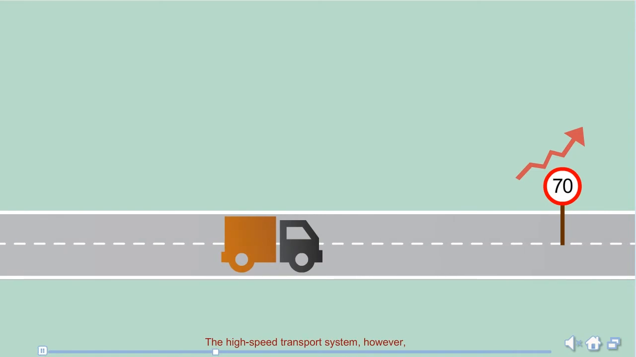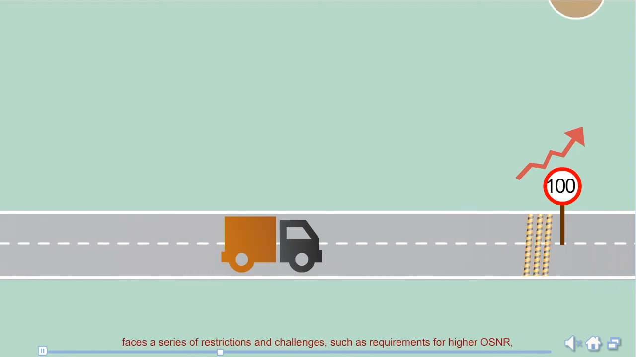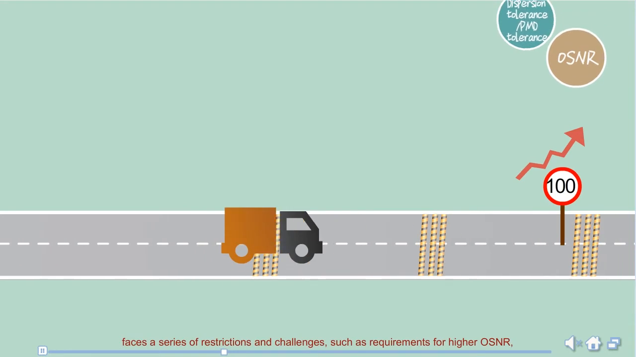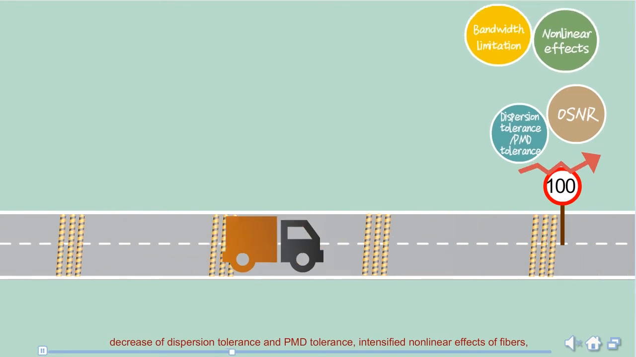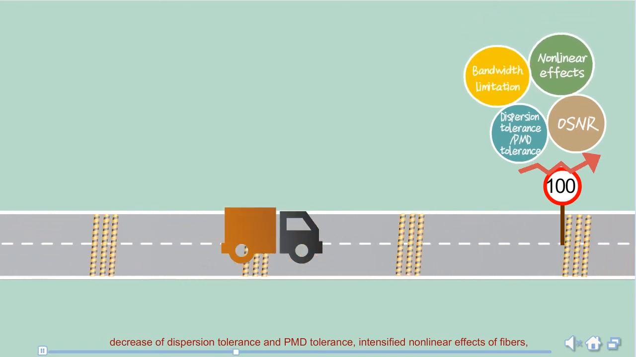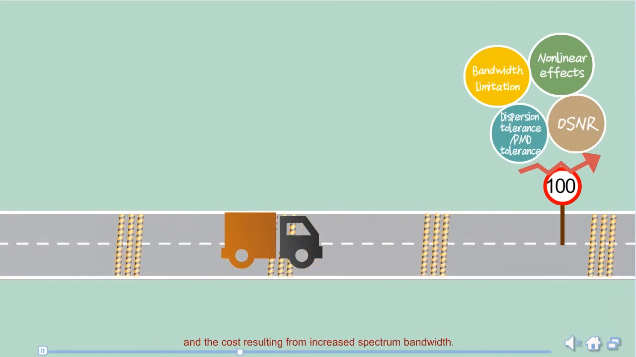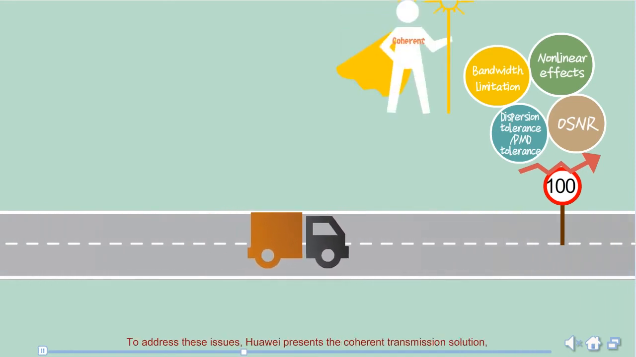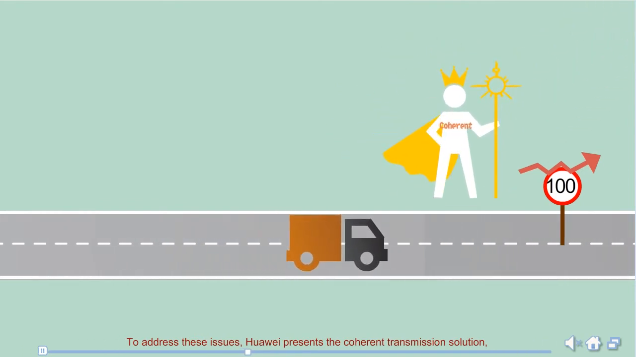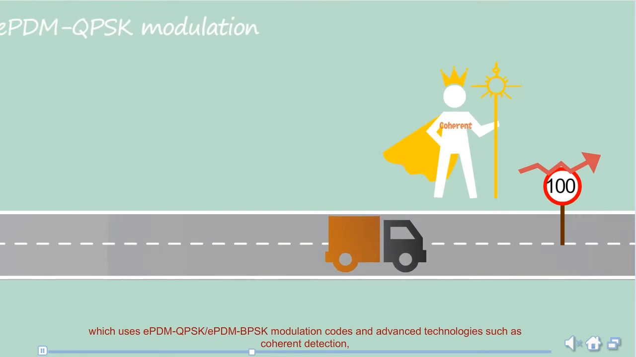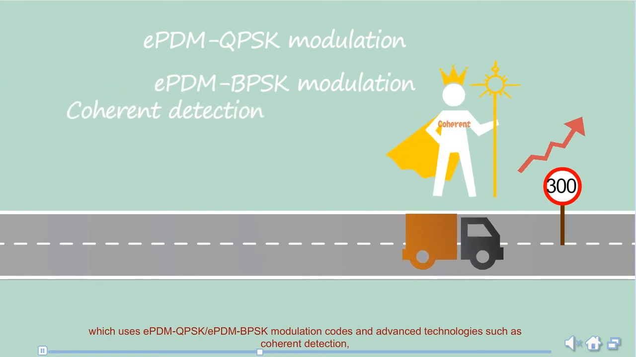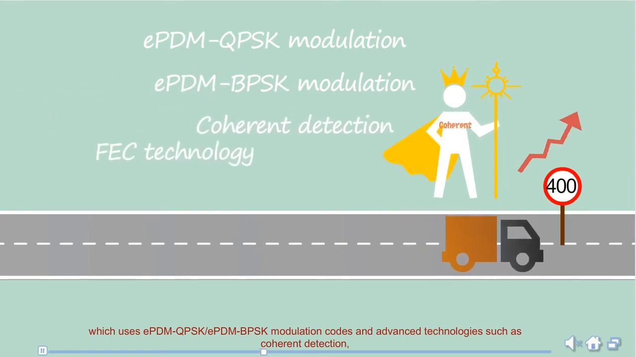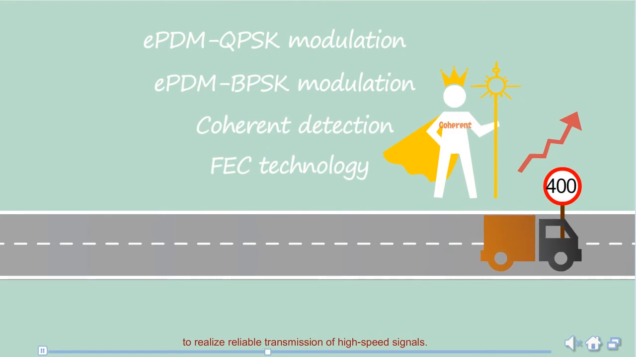The high-speed transport system, however, faces a series of restrictions and challenges, such as requirements for higher OSNR, decrease of dispersion tolerance and PMD tolerance, intensified nonlinear effects of fibers, and cost resulting from increased spectrum bandwidth. To address these issues, Huawei presents the Coherent Transmission solution, which uses EPDM QPSK, EPDM BPSK modulation codes, and advanced technologies such as coherent detection to realize reliable transmission of high-speed signals.